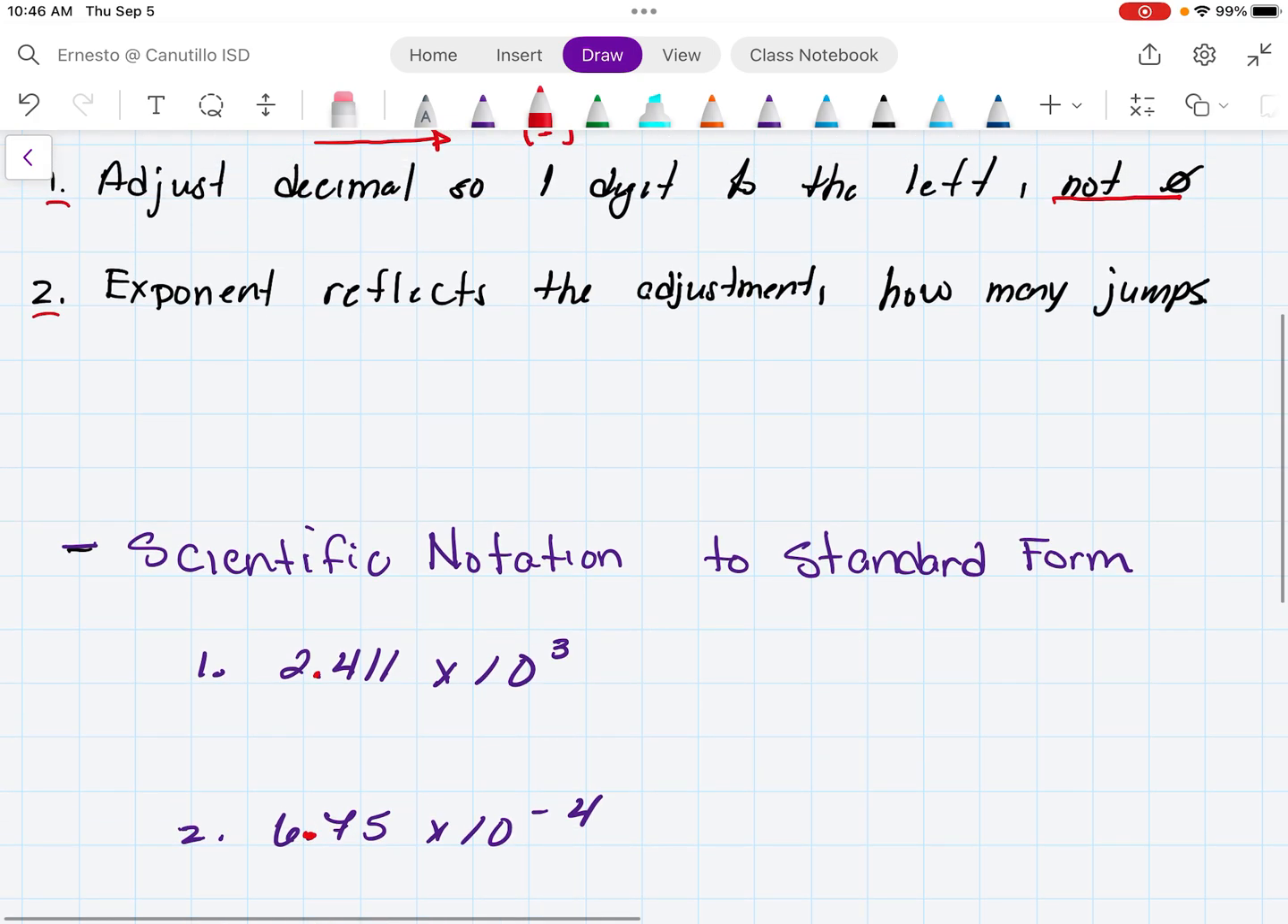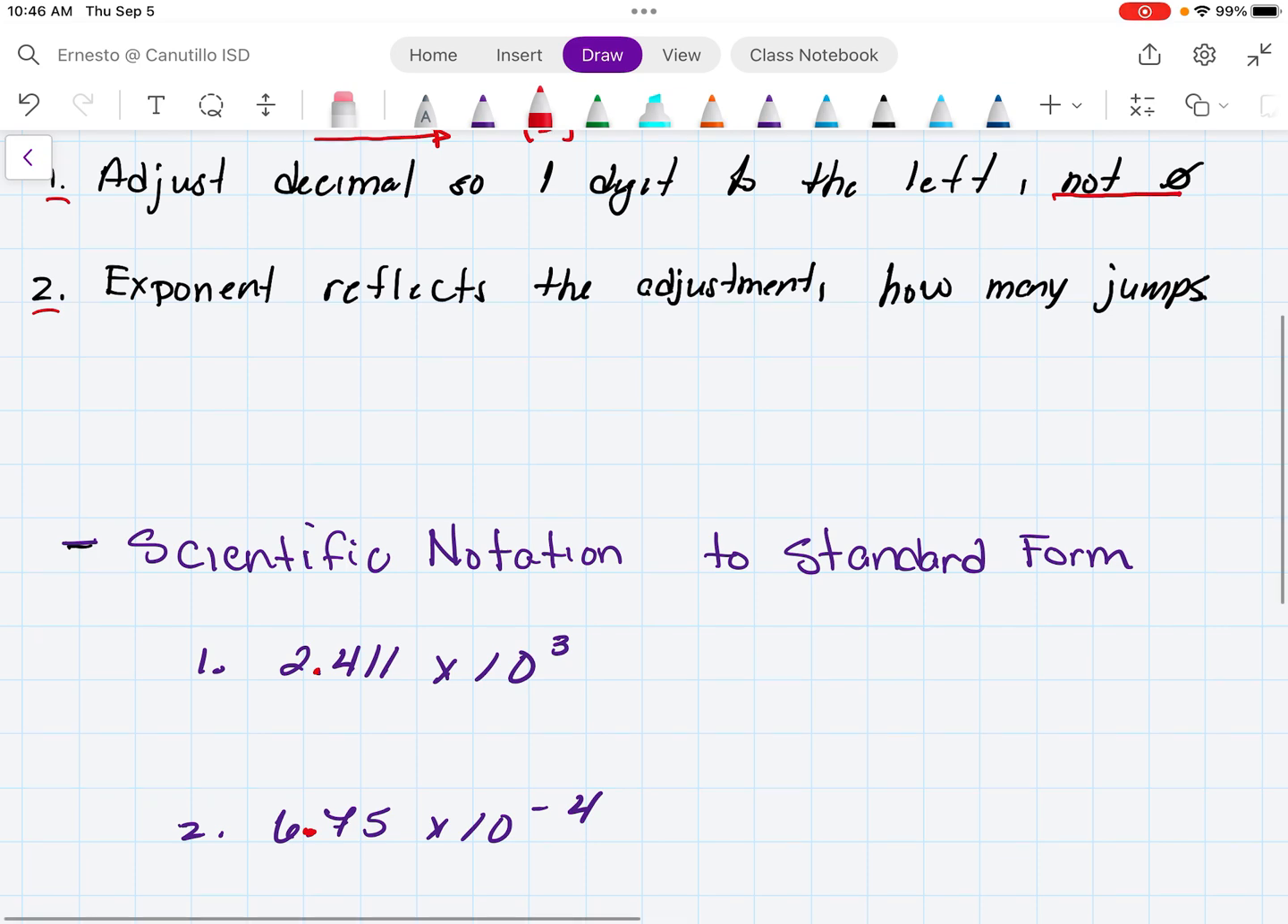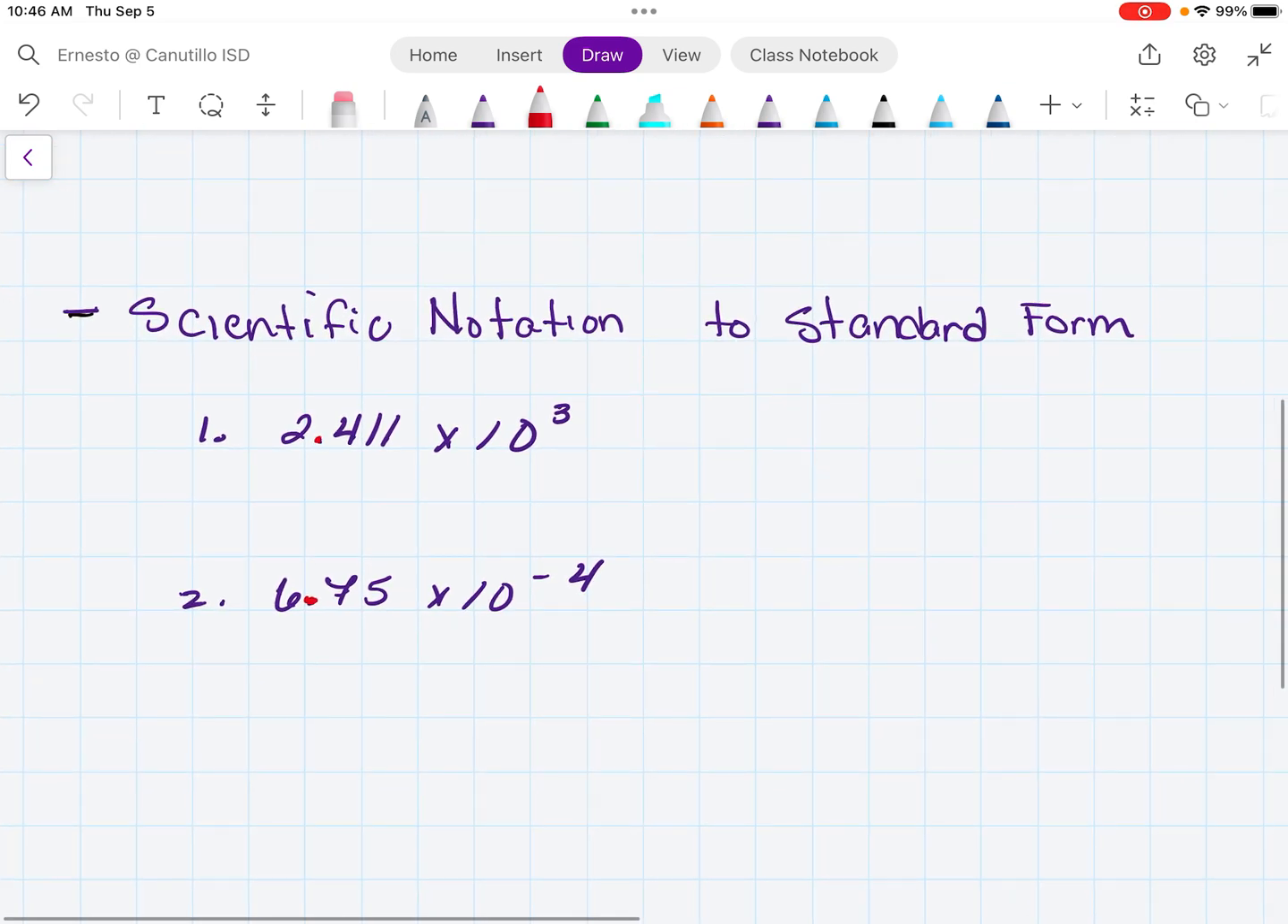The rules are going to be the same here, except now we're going to go from scientific notation into standard form. So what that means is you're going to undo scientific notation, right? So this is where it gets a little tricky because basically what you're doing now is the reverse, right? 411, okay? Now, what I'm going to do is adjust my decimal, and this number is going to tell me by how many times I need to move it.